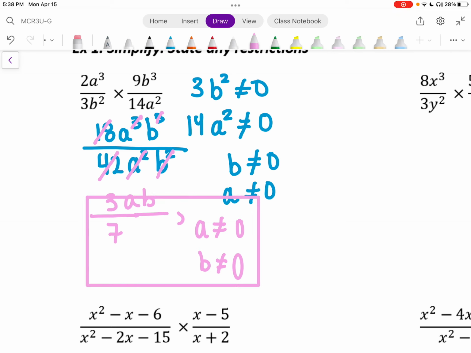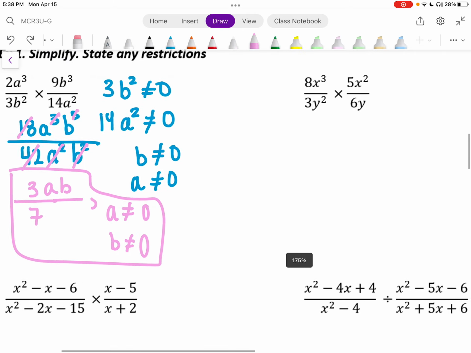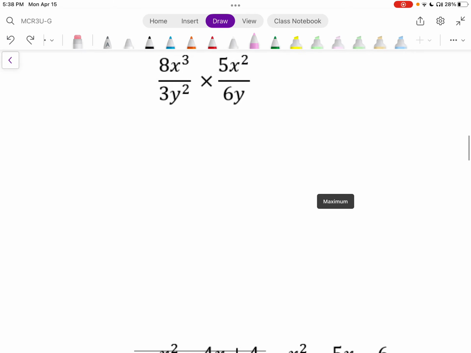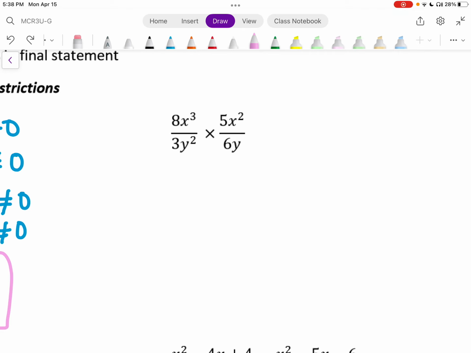Okay, so that's my answer right there. My final statement. So pause here and try doing this one on your own. I'm going to do it using the butterfly method. You can do it using whatever way you want. I just find the butterfly method to be easier for me personally, so I'm going to do it that way.